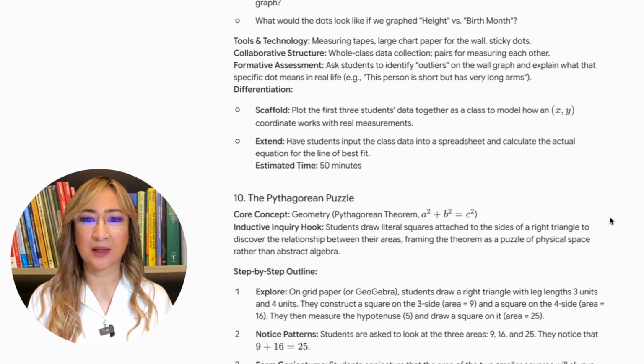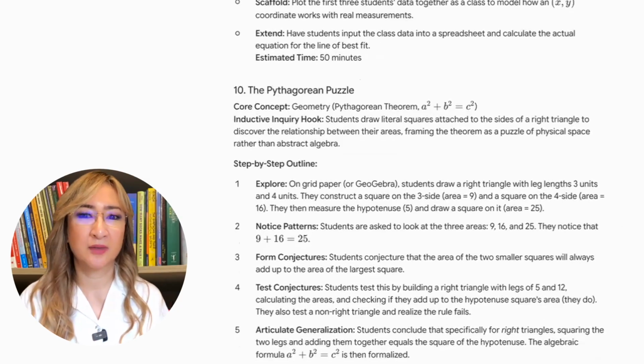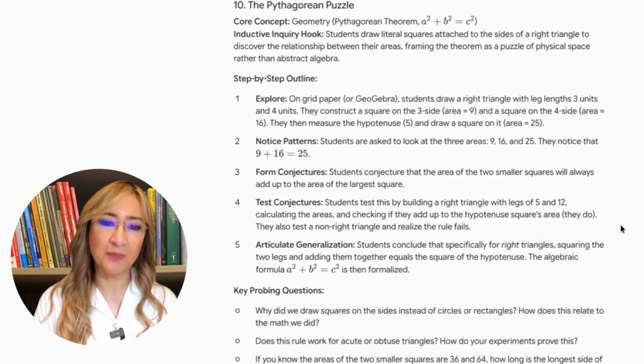Okay, and then the Pythagorean puzzle where we literally have squares attached to each of the sides of the right angle and we work out the area. Okay, so Gemini, not too bad. I've seen all of the ideas, I would say, but at least it's a good reminder. And for a new teacher looking at this, I think it would be great actually to get these ideas.